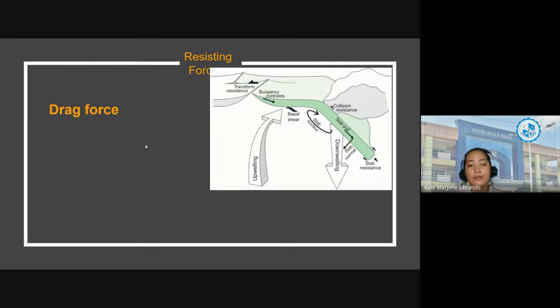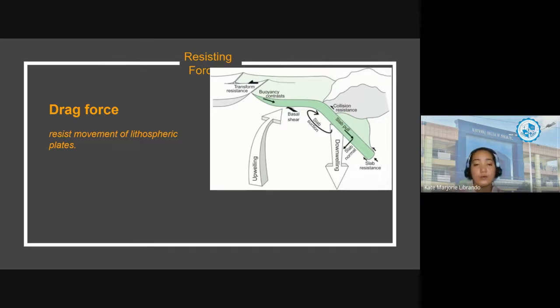Now, let's move on. We have the last one, the drag force. When we say drag force, it resists all the lithospheric plates. Again, it resists all the movement in the lithospheric plates. Now, what are those in the lithosphere? Those are the crust, including the plate boundaries. So it resists the movement of the plate boundaries. Now, these four, which are the drag force, slab resistance, collisional resistance, and transform fault resistance, resist all the movements created by the driving force.